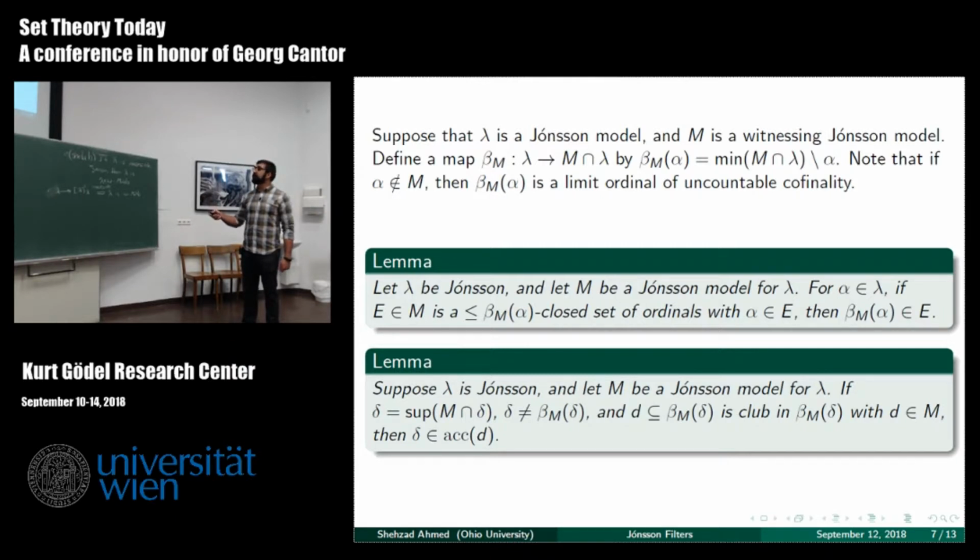if I have all these conditions, delta is equal to sup M intersect delta, delta is not in beta M, and D is a club of beta M that sits inside M, then actually delta is in the accumulation points of D. So this sort of club indiscernibility phenomenon gets used quite often when we're talking about Mahloness, because Mahloness, or stationary rank, is witnessed by clubs, basically.